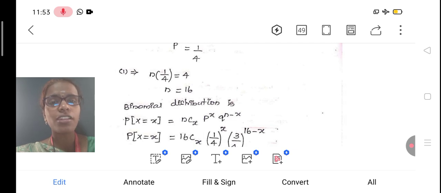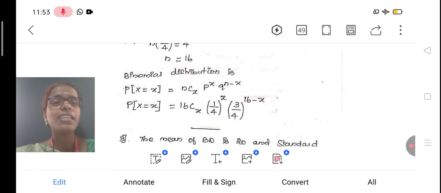The question is not to find the value of npq. We need to write the binomial distribution. For that we need to write the formula, which is nCx p power x q power n minus x. So replace n as 16, p as 1 by 4, q as 3 by 4.